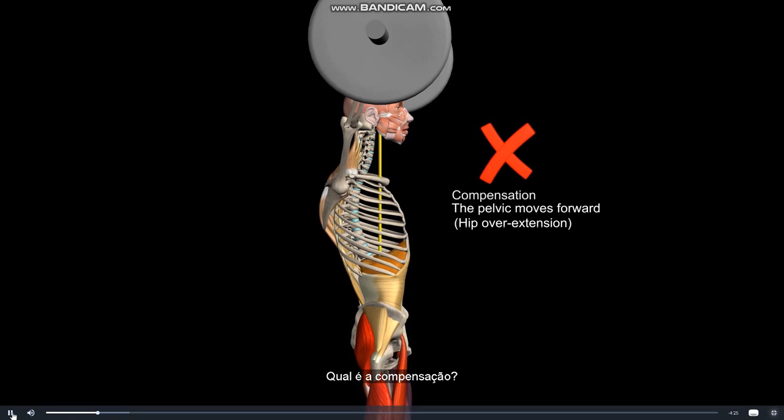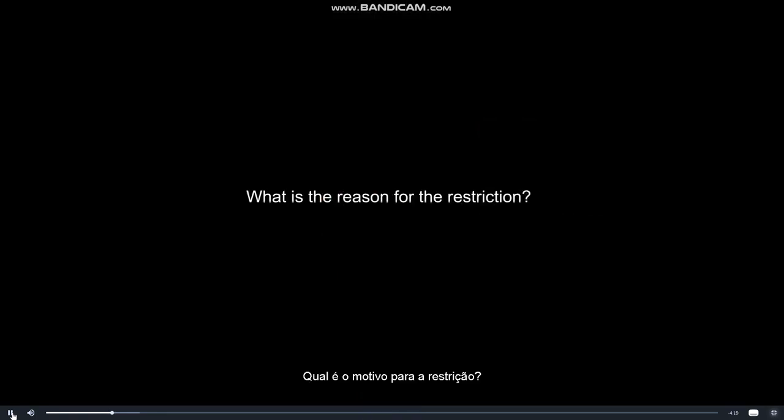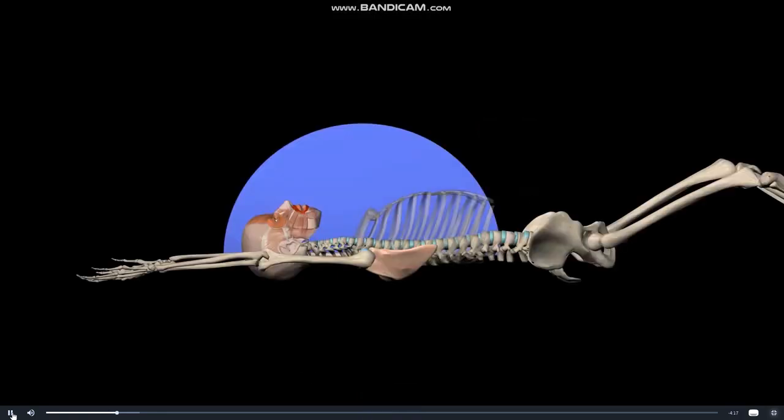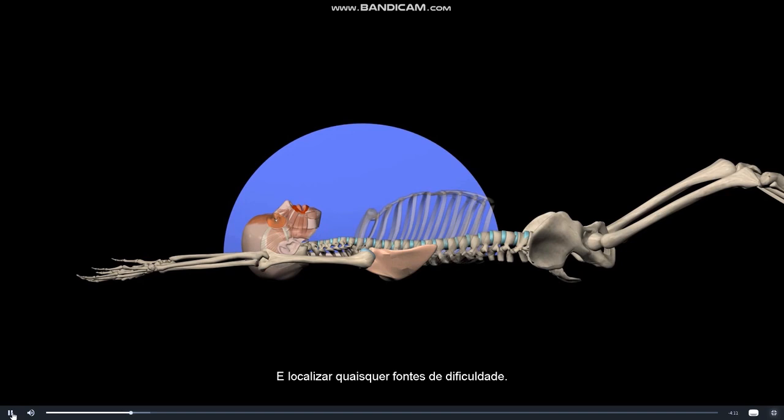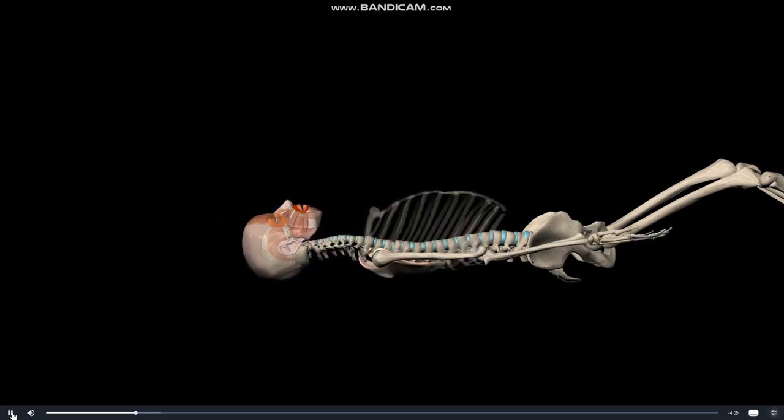What is the compensation? The pelvis moves forward, hip overextension. What is the reason for the restriction? The aim of the test is to diagnose range of movement of the shoulder joint in flexion and to locate any sources of difficulty.